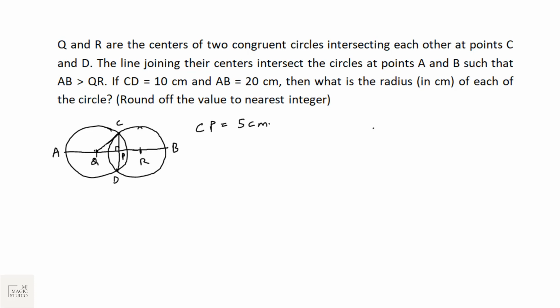Now if I join QC, we can see that QC is nothing but the radius of the circle, we can call it R. QA is also a radius, we can call it R. RB is also a radius, and we can call this R. Now, what is QR? QR is AB minus R, and AB is 20. That is 20 minus 2R. Now, this QR is also bisected at this point P.